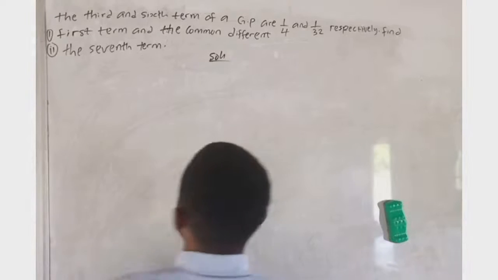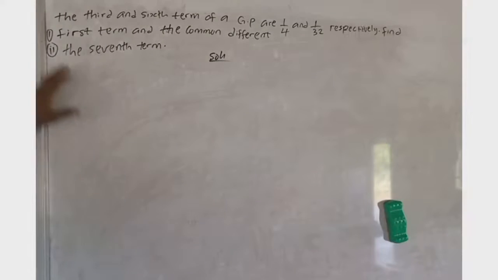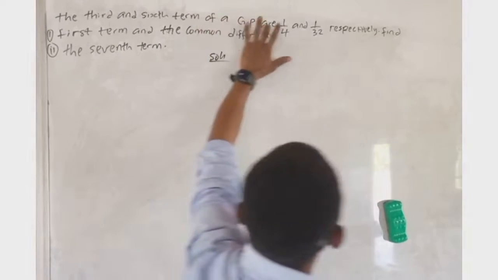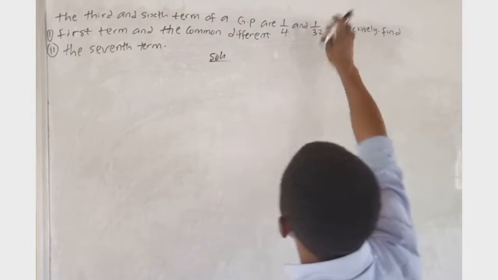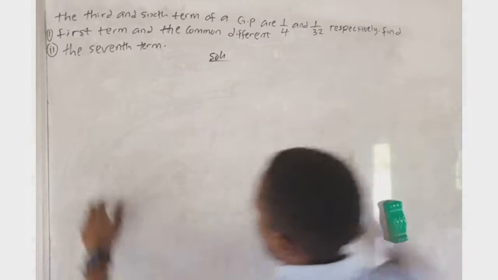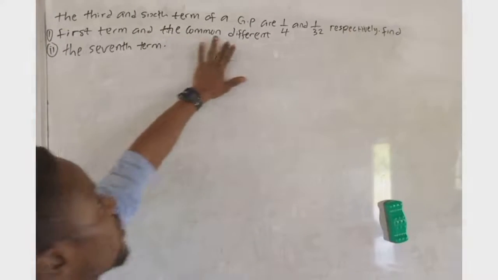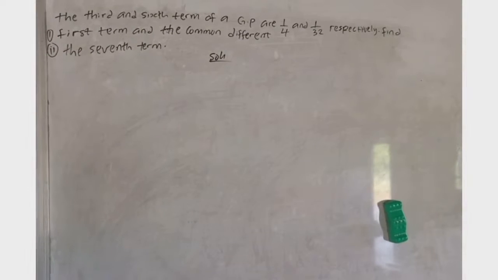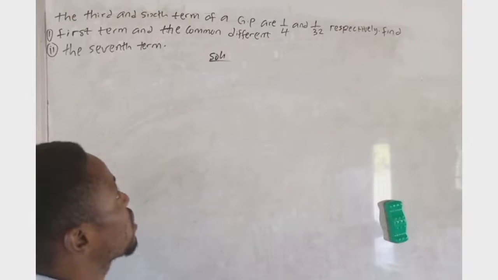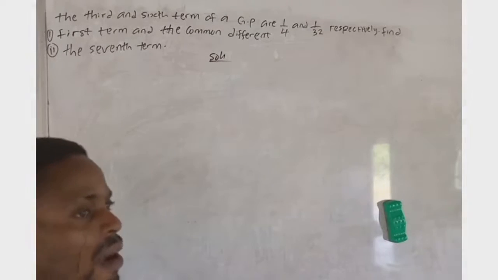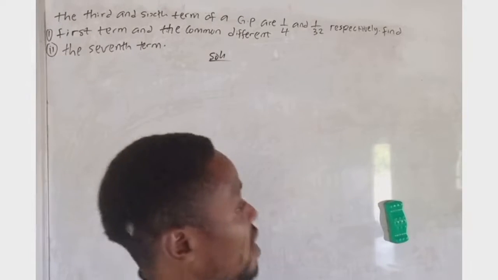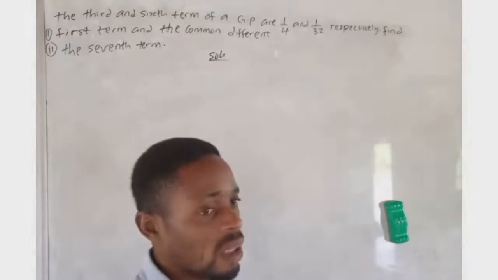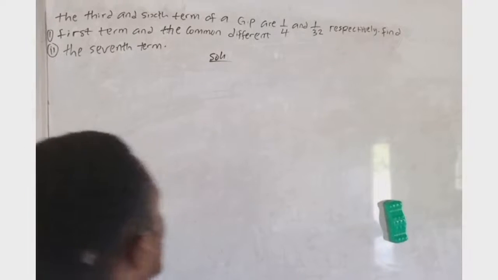Okay, this is the question I have for you today. It states that the third term and the sixth term of a GP are 1 over 4 and 1 over 32 respectively. Find the first term and the common ratio, and the seventh term. The first thing to do is to remember the topic. This question is about one topic in mathematics, which is called GP, that is geometric progression.